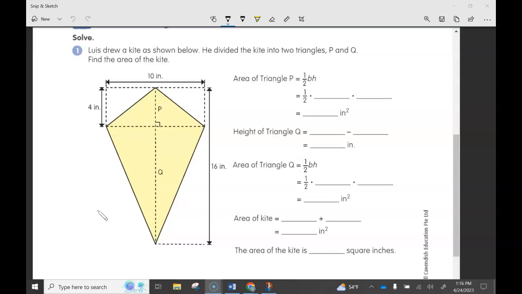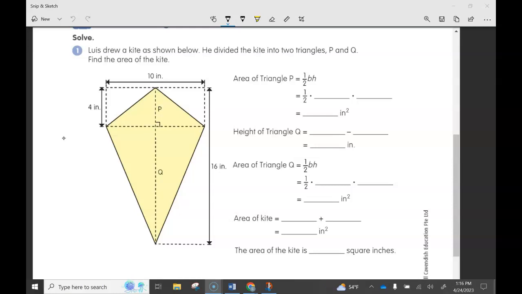On page 192, it says Lewis drew a kite as shown below. He divided the kite into two triangles, P and Q, and find the area of the kite. Trying to find the area of this kite can look a little tough, but if we can divide it into two triangles, and we know the area for a triangle is 1/2 times base times the height, we'll divide it into two triangles and find the area of both. And then from there, we'll be able to find the area of the kite.